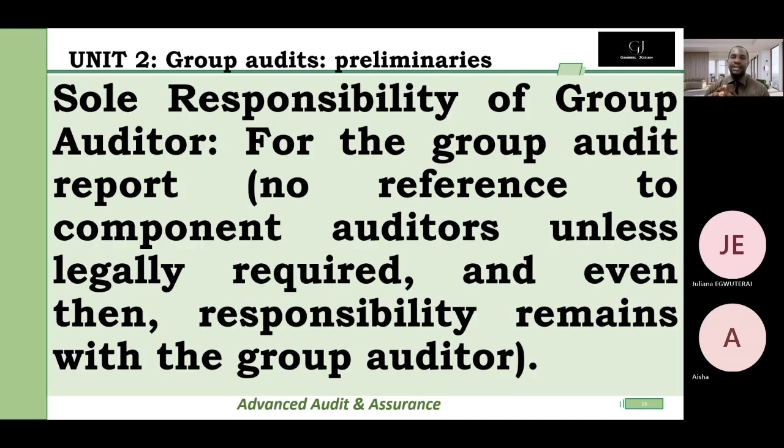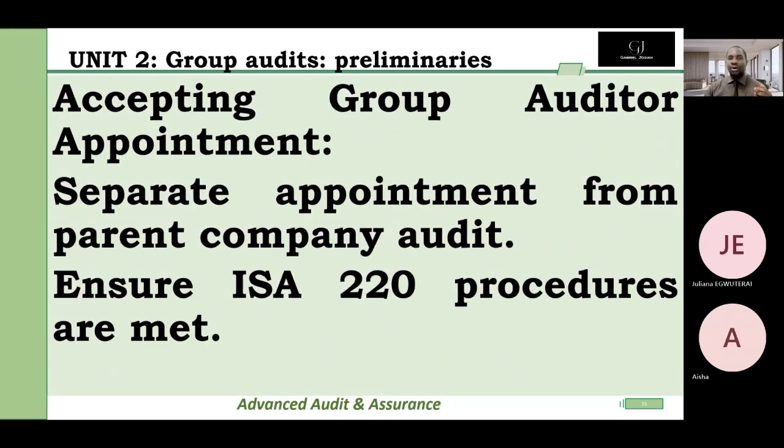And the sole responsibility, apart from the general responsibility, there is the sole responsibility which may be seen as specific for the group report, with no reference to component auditors unless legally required. Even then, the responsibility remains with the group auditor, even where by law the component auditors are also required. But solely the group audit, the group auditor is responsible for the entire work.